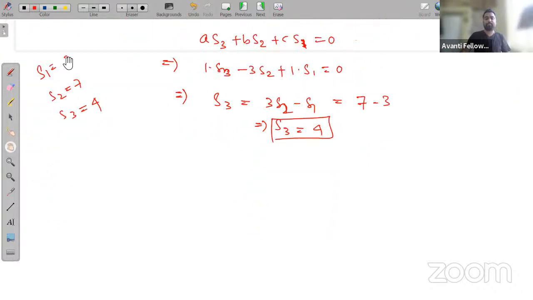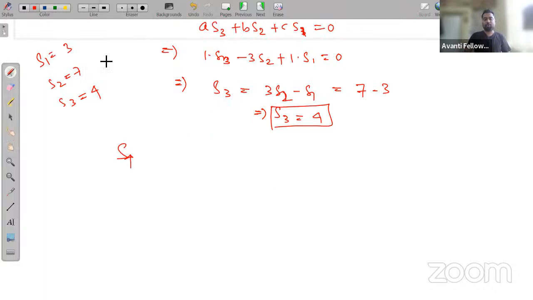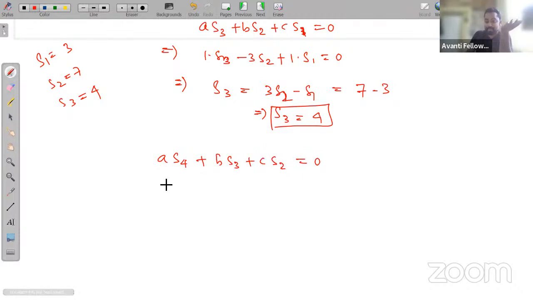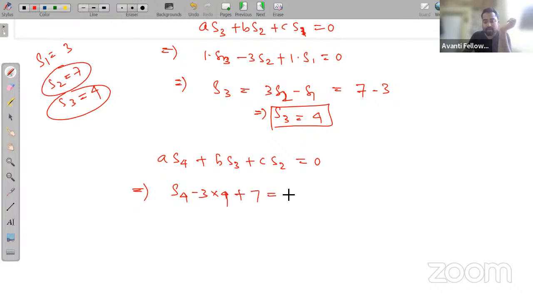Now we'll find S4. How do we find S4? Start from S4, that is A into S4 plus B into S3 plus C into S2 is equal to 0. Now we have all the values of S3, S2 and A, B, C. So just substitute. A is 1, that is S4, and B is minus 3, minus 3 into S3 which is 4, so 3 into 4, plus C is 1 into S2 which is 7, that is 7, is equal to 0.